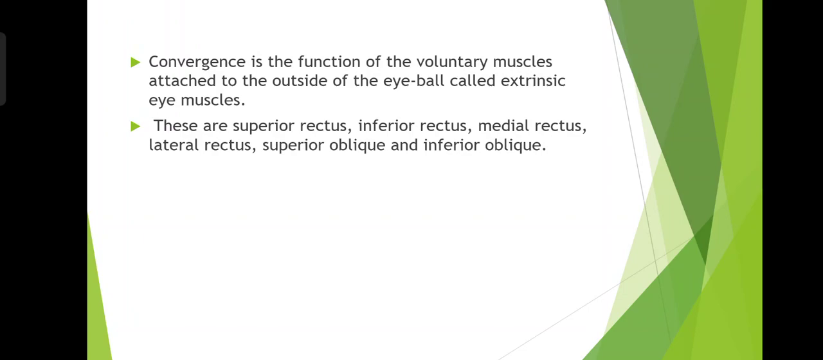Convergence is the function of voluntary muscles which are attached to the outside of the eyeball, called the extrinsic eye muscles. These are of types such as superior rectus, inferior rectus, medial rectus, lateral rectus, superior oblique, and inferior oblique.